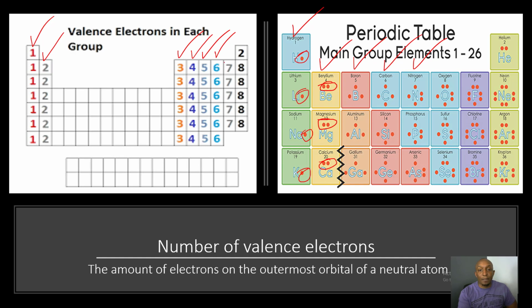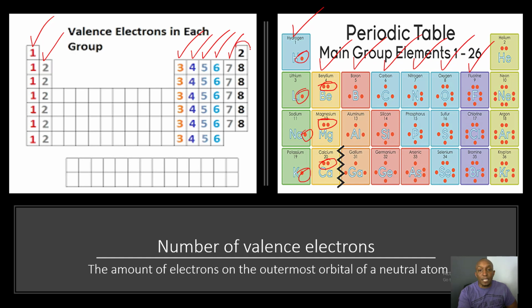Then moving to our next column, they have 6 valence electrons, and you should get the pattern by now: 1, 2, 3, 4, 5, 6 for all the elements in this column. And then our next column, we have 7 valence electrons. So if you notice, fluorine, chlorine, and bromine all have 7 valence electrons.